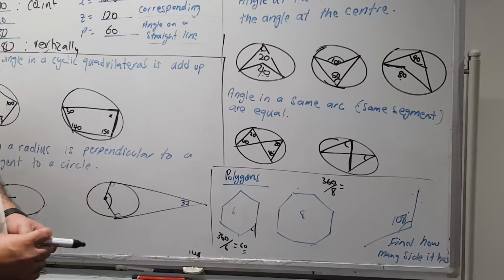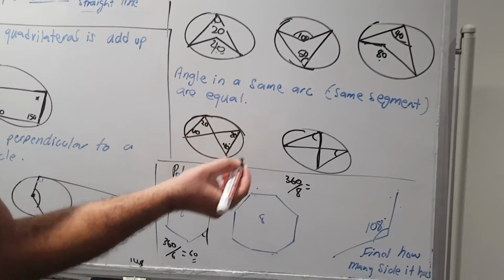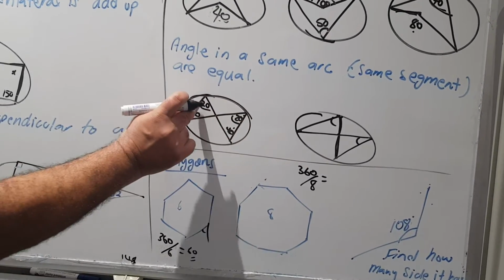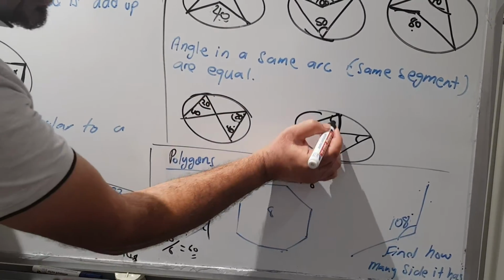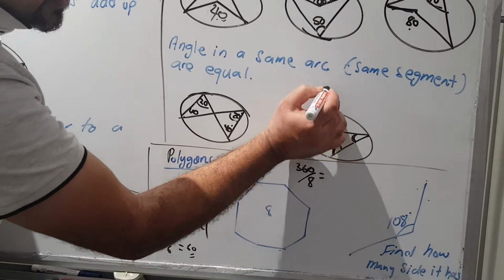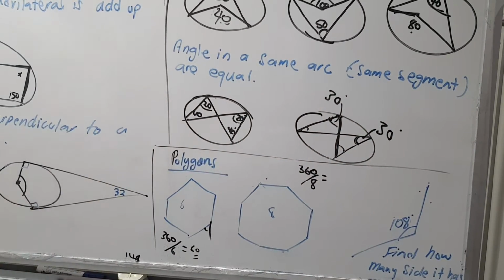If you see angles in the same arc, or the same segment, these two angles will always be the same. If this is 20, that's 20. Can you see? This is angle on the same arc. So if this is 30, this will also be 30 degrees. So angles on the same arc are always the same.